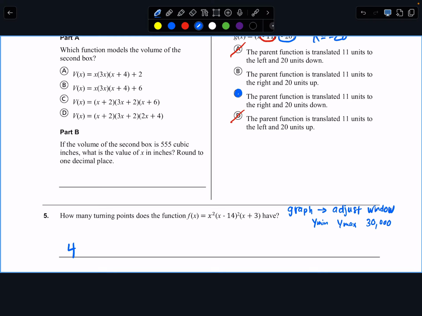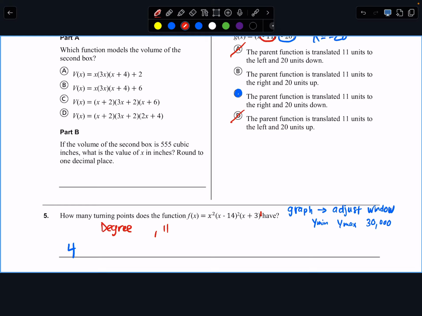Want to hear an easy way to figure this out without graphing it? Okay, there's a trick to this. First, we figure out the degree of it. What's the degree of this function? 5. Again, we're looking at the exponents. The ones that don't have exponents are raised to the first power, and we add them up.